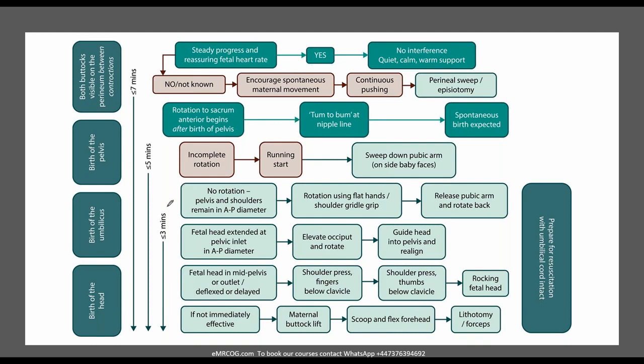Clear. Okay. So there is another situation, like no rotation, where the pelvis and shoulder remain in the anterior posterior diameter. So what I will do now, I try rotation here. I will try rotation myself, and when I rotate the baby to release the pubic arm, I rotate back to deliver the other arm. Clear?